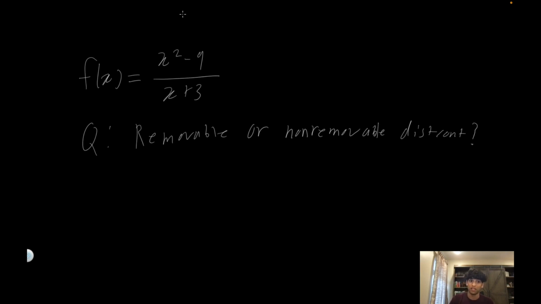So this is the same example that I presented to you in the last clip, and we classified this as removable, right? Now I want to show you guys an example of what a non-removable discontinuity might look like. Let's say you have a graph. So let's say that the graph looks something like this.